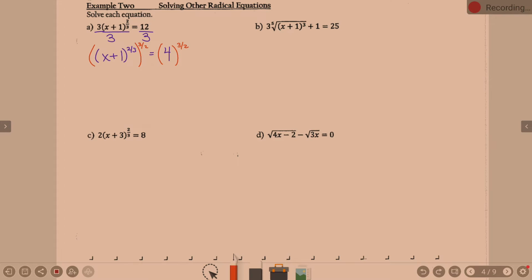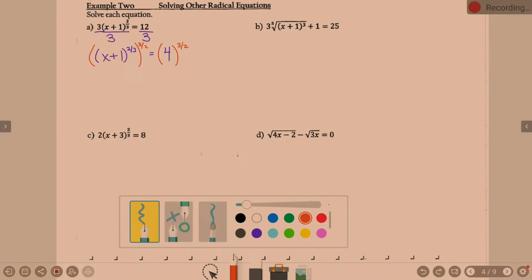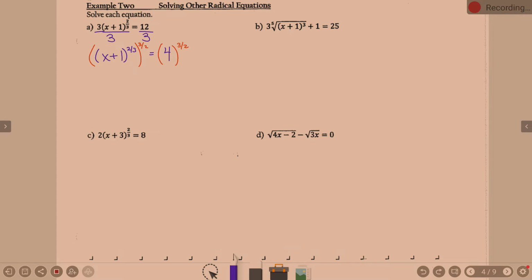Okay, on the left. There's a couple of tricks I have to point out on this problem. So let's work our way through them. On the left, x plus 1 was to the 2/3, raised to 3/2. A power raised to a power, you multiply them. What's 2 over 3 times 3 over 2? 6 over 6, which is 1. So what's x plus 1 raised to the first? It's x plus 1.